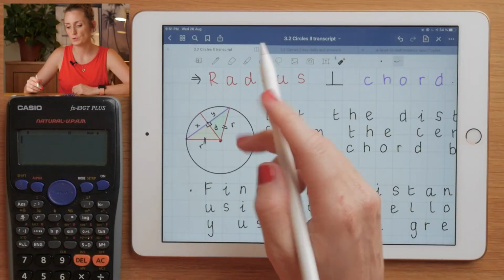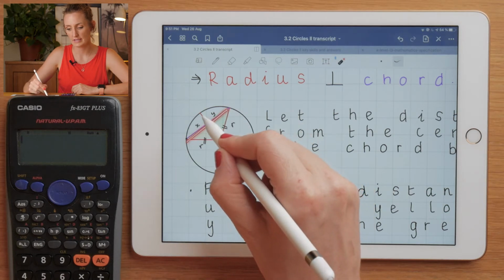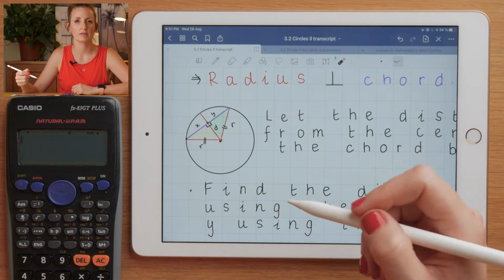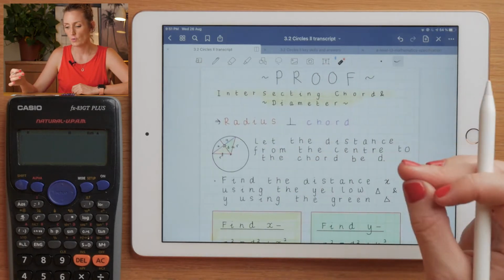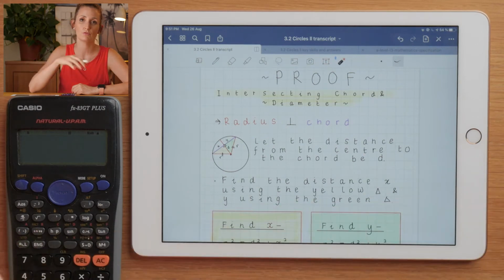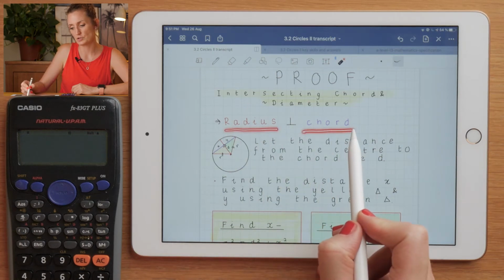In this video, we're going to be looking for the proof as to why there is a right angle when a chord is bisected by a radius. If you don't know what bisect means, it means cut in half. This is what we call an if and only if proof, which means that we need to prove it both ways. So first of all, we're going to assume that the radius is perpendicular to the chord.